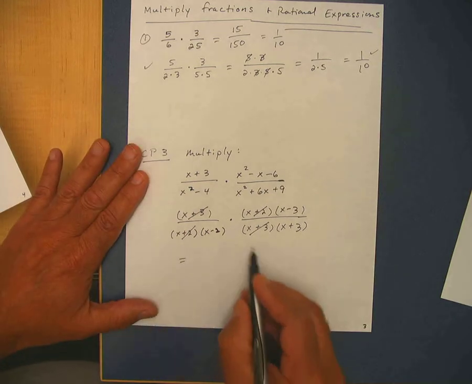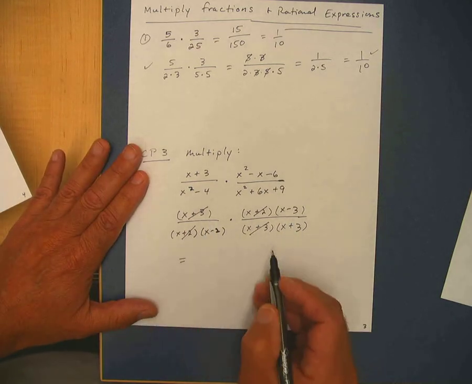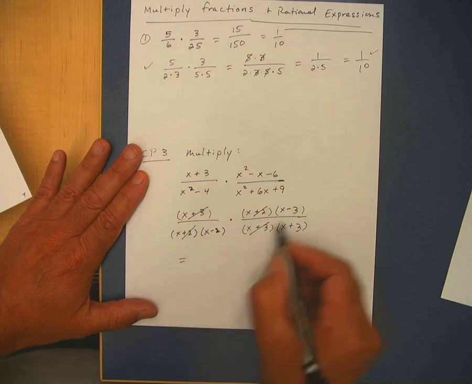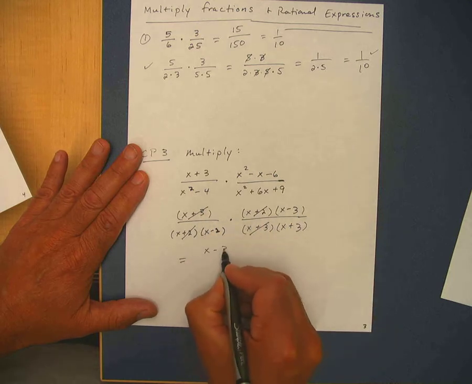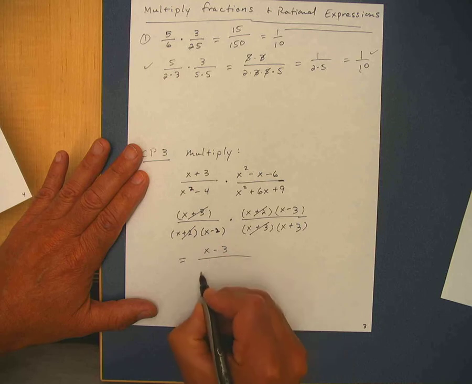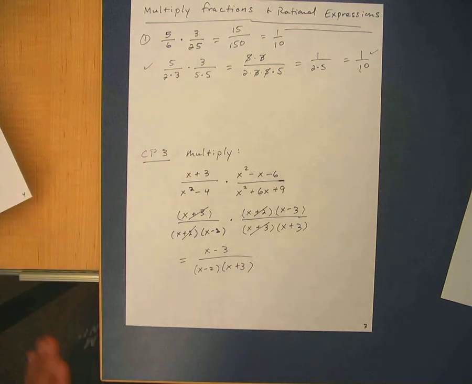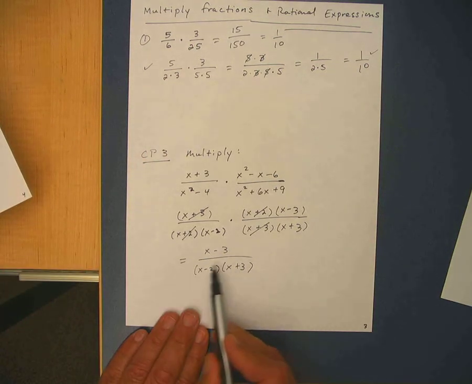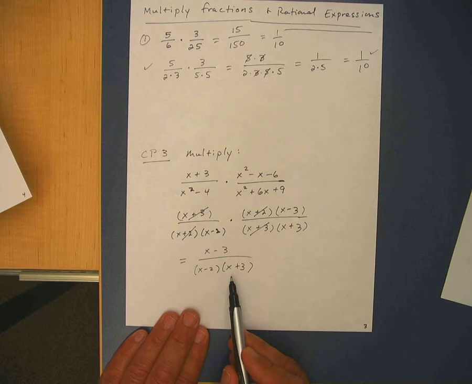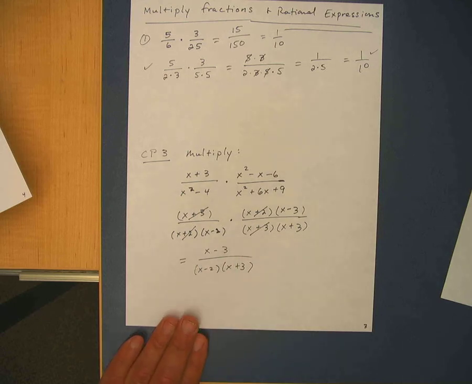Now all we need to do is put this together into one fraction. All we're left with on top is the x minus 3. On the bottom we have x minus 2 as a factor, and also x plus 3. At this point, you could multiply these two binomials back out and get a trinomial, but normally it'd be fine to leave it in factored form like that.